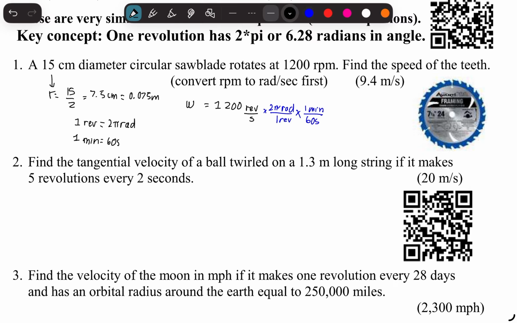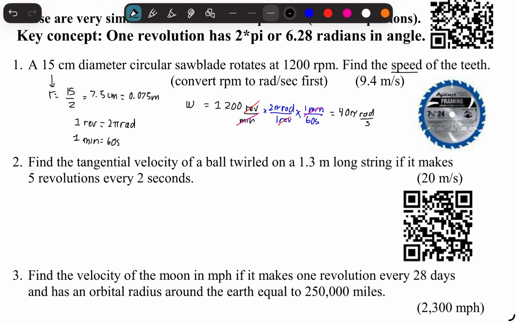Now from here, we just have omega is equal to 40 pi rad per second because we can see that we keep seconds. We can see that revs cancel out, and we can also see that our minutes cancel out. This is revs per minute, and this is actually minutes, so that cancels out. Okay, so that's how we get that.